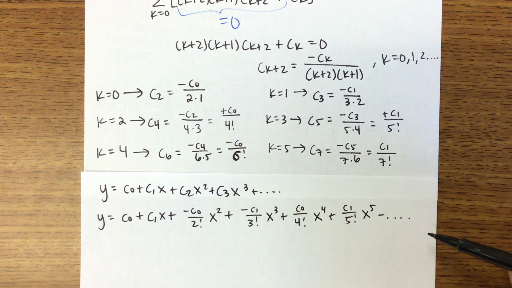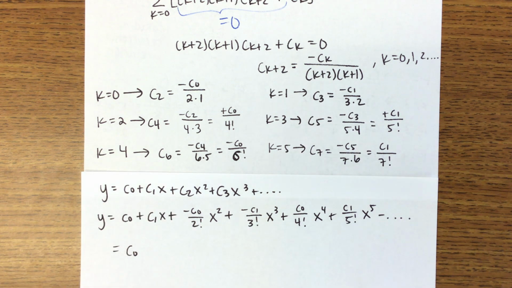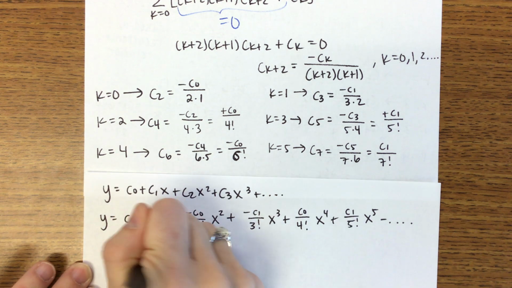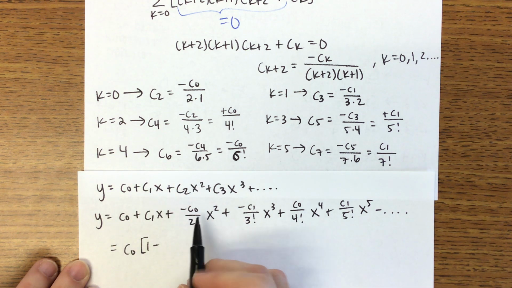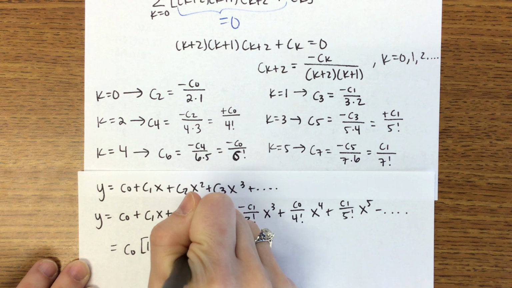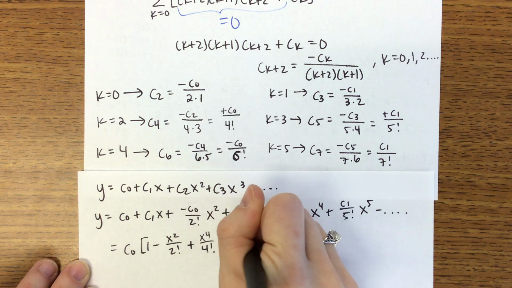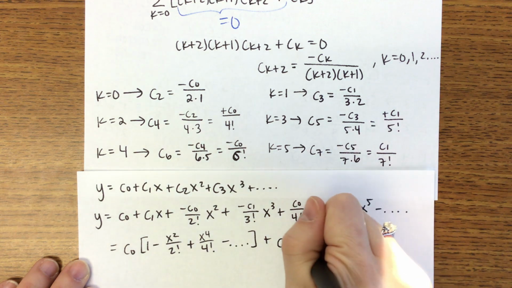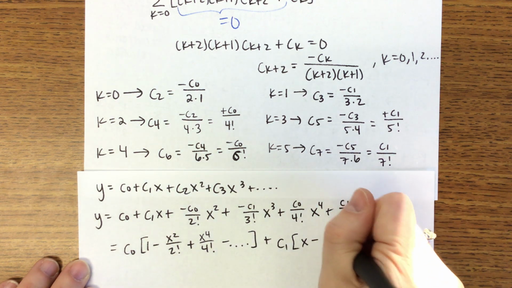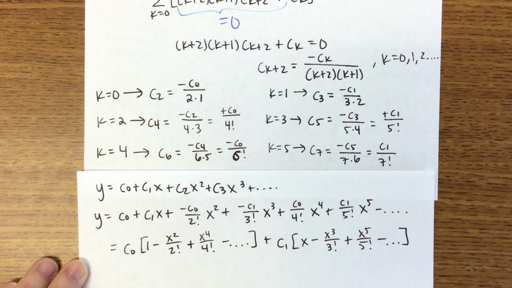Okay, so what you're going to notice, this one's a little trickier. We have c0s and c1s, so we're going to need to separate those into 2. So we're going to bring together all the terms with a c0 and all the terms with a c1. We get 1 minus x squared over 2 factorial plus x to the fourth over 4 factorial. If I bring together everything with a c1, I get x minus x cubed over 3 factorial plus x to the fifth over 5 factorial, etc.